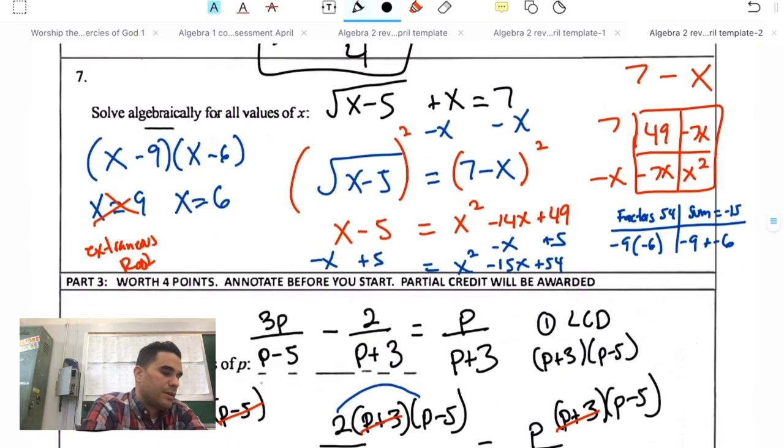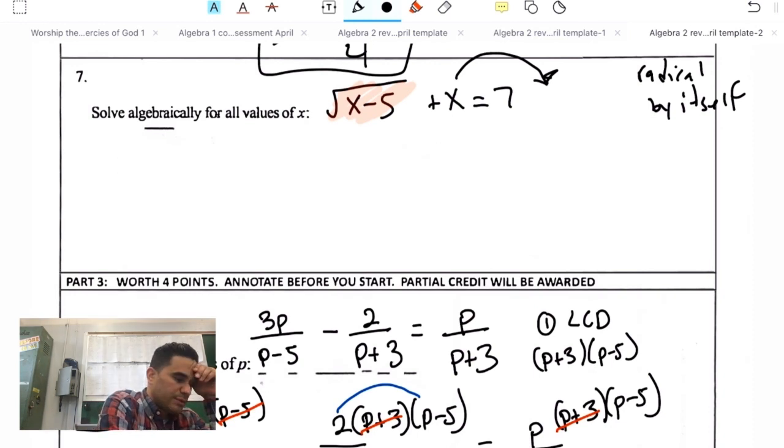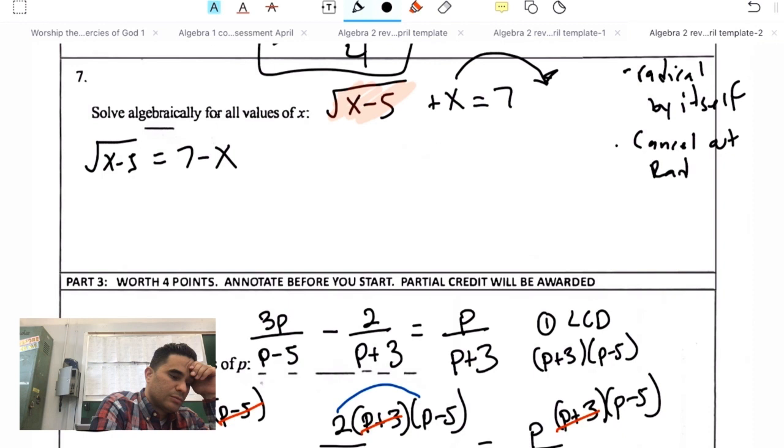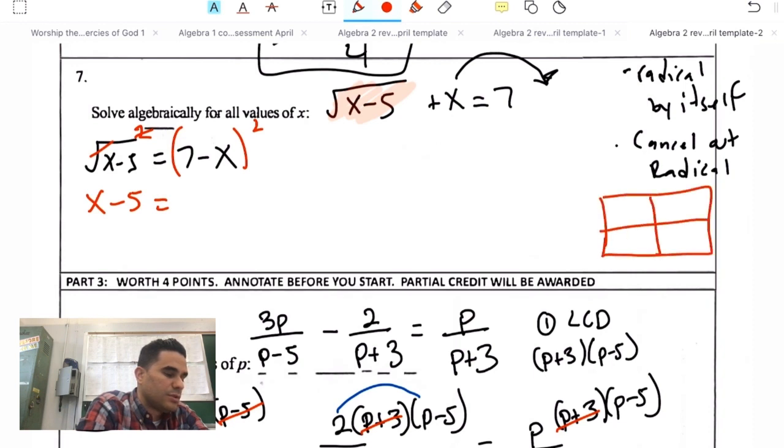Okay. All right, for this one, radical by itself. We want to get this guy by itself. So we're going to move the x over. The x moves over, it becomes negative x. We get square root of x minus 5 is equal to 7 minus x. Then cancel out the radical, so we're going to square both sides. When we square both sides, raising to the power of 2 cancels out the radical. So we get x minus 5 is equal to 7 minus x, squared.